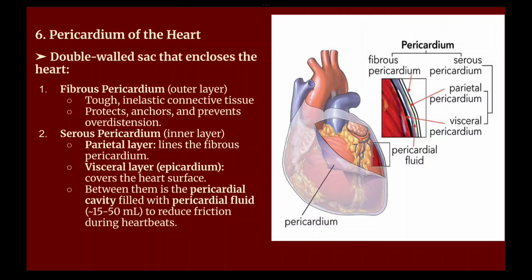Now here, between the heart surface and the pericardium is the pericardial fluid, which is approximately 15 to 50 ml, and it reduces the friction while the heart is beating. It is essential to reduce the friction that is caused while the heart is pumping the blood. So that is the role of the serous pericardium.